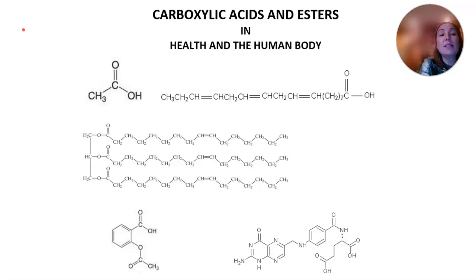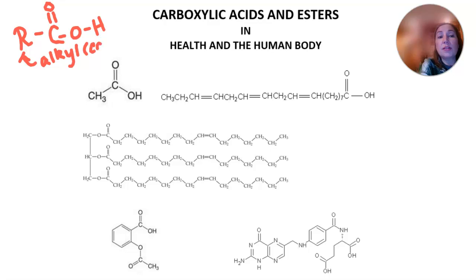The carboxylic acid functional group has some sort of R or alkyl group, like a carbon chain, bonded to a C that's double bonded to an O, and that C is bonded to an O and then an H. And again, R is your alkyl group, your carbons, continuing in that direction.